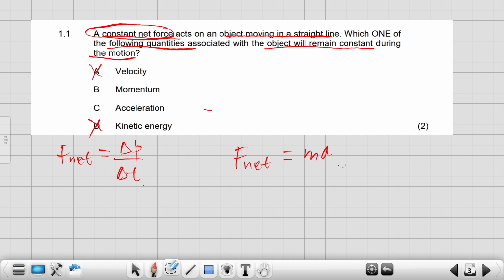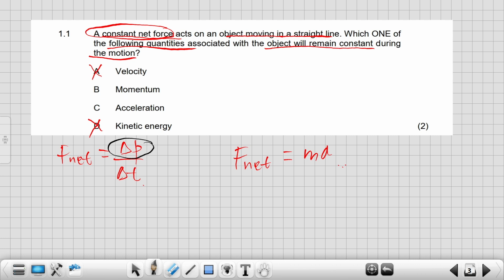Why? Because the options I have are momentum and acceleration. I have already eliminated velocity and kinetic energy with the reasons stipulated above. For me to have a constant net force, it means I must also have a constant change in momentum. This is very, very important. It must be change in momentum. So I do not have change in momentum as an option there.